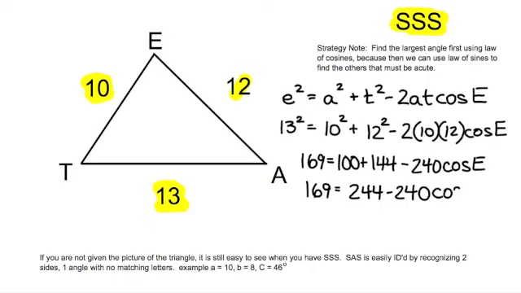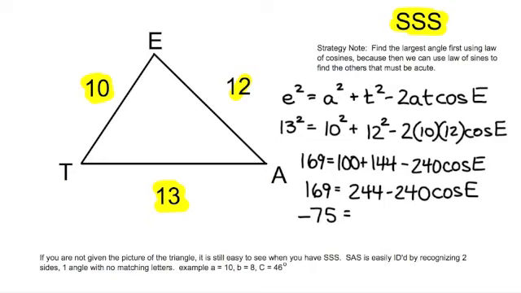Now the temptation here is to take 244 and subtract 240, and that is a trap. That is a mistake that many people fall into. Don't do that. Order of operations: Please excuse my dear Aunt Sally. You're going to have to multiply the 240 times the cosine of E before you could subtract it from 244. So we can't do that.